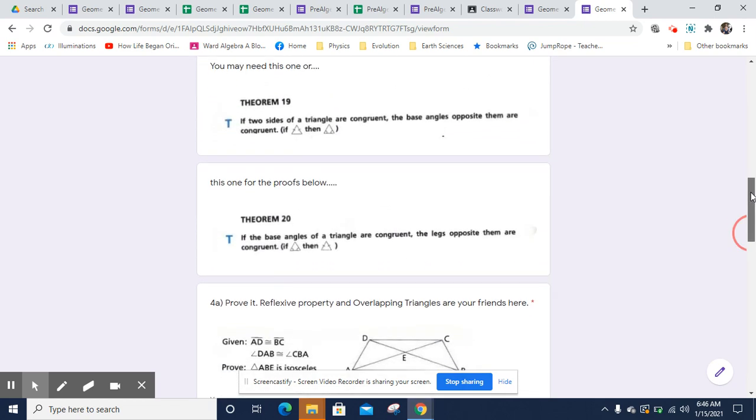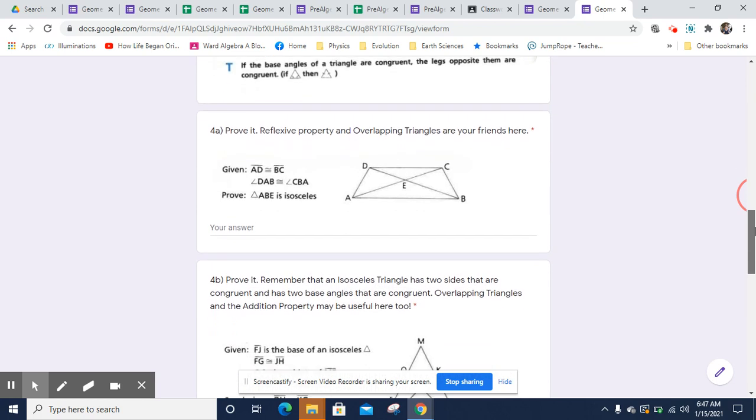Theorem 19, which says that if two sides of a triangle are congruent, the base angles opposite them are congruent. So these two sides here are congruent, then these two angles at the bottom are congruent. And theorem 20, which says that if the base angles are congruent, basically the reverse, then the legs opposite them are congruent. So if the base angles are congruent, then those sides are congruent.